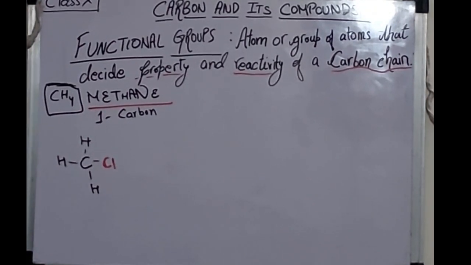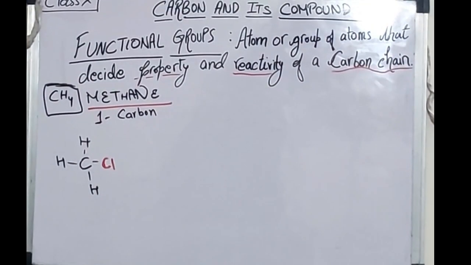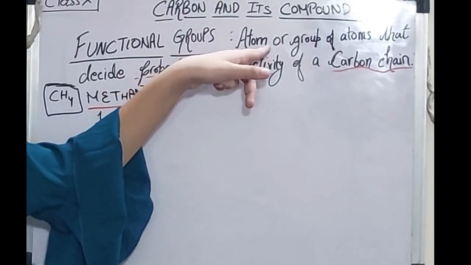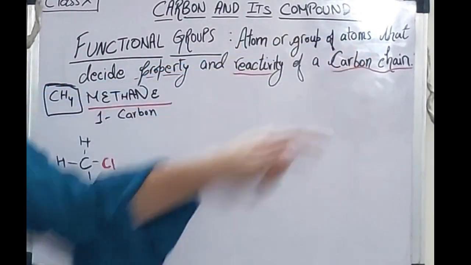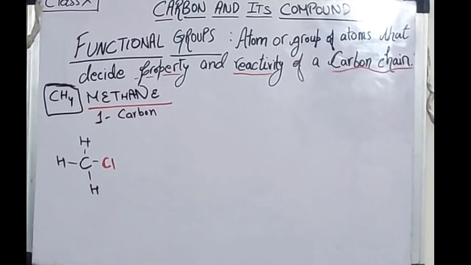So, what will you say now? What I did is, I just added an atom here. ये normal methane से मैंने इसमें एक atom add किया, that is chlorine here. You know chlorine, what it is? I hope you all do know. Just a second. Okay, now it is properly clear. Here, maybe it's not visible. Atom or group of atoms. So now, by adding this Cl, what I did here is, I changed the property and reactivity of this methane.